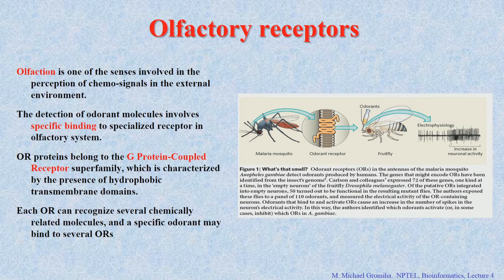So, olfaction is one of the senses involved in the perception of chemo signals, right. So, how do we get these olfactions? And smell, right. So, if you see malaria, it is one of the major causes because the mosquitoes can recognize humans, right. This is why mosquitoes bite and then cause malaria. If mosquitoes cannot get this olfaction, cannot recognize humans, then we do not have any problem, right.